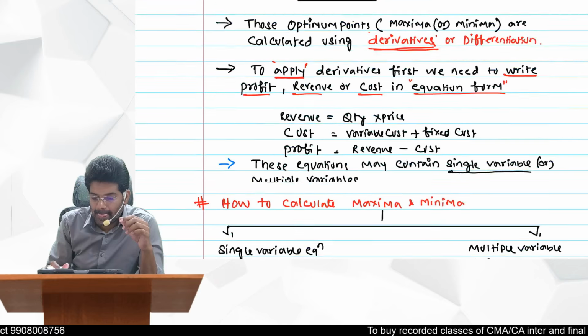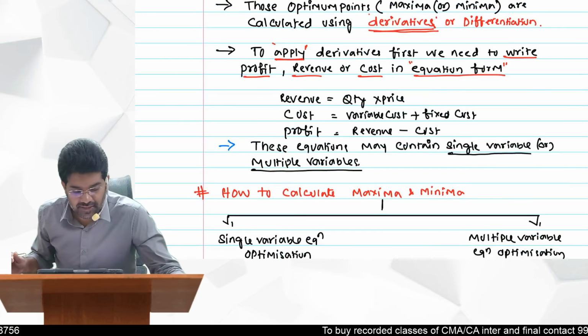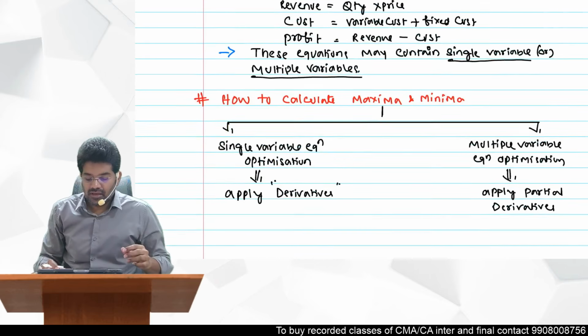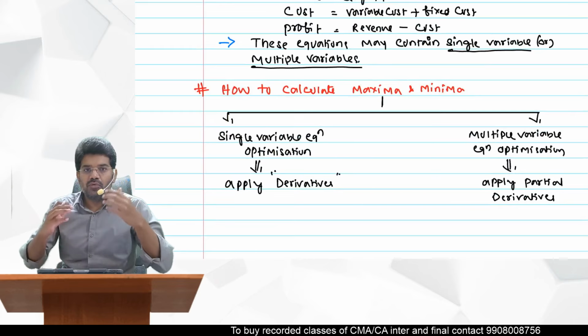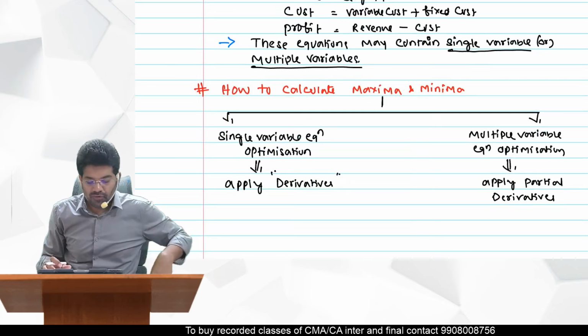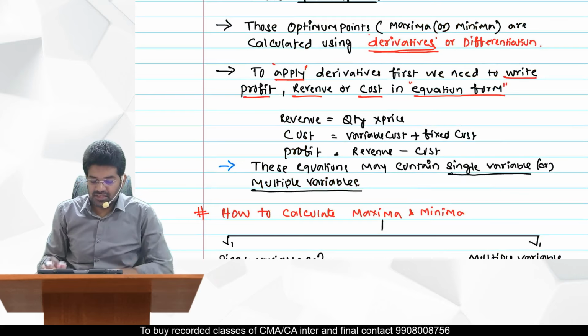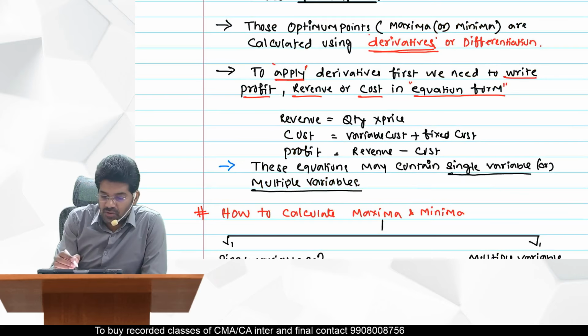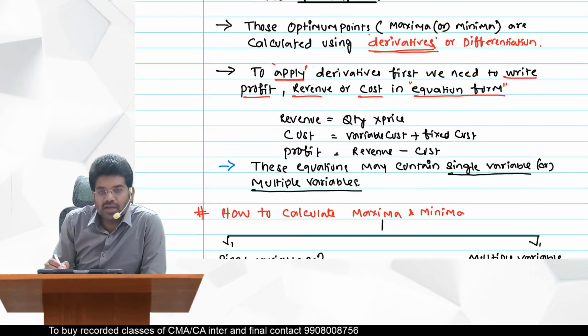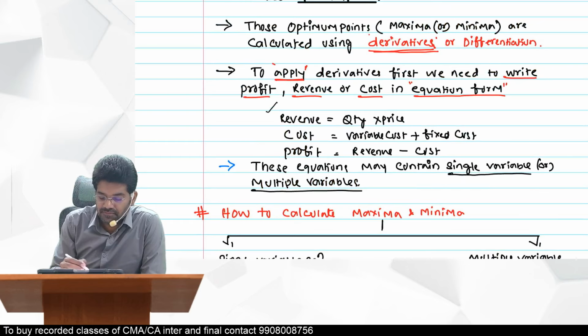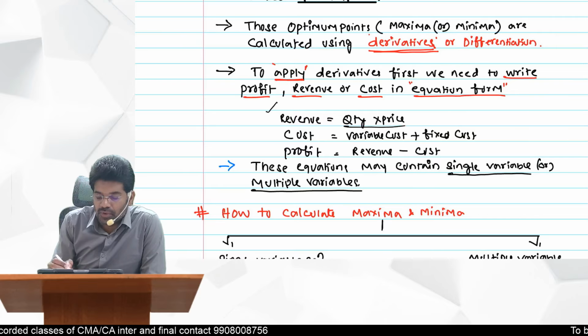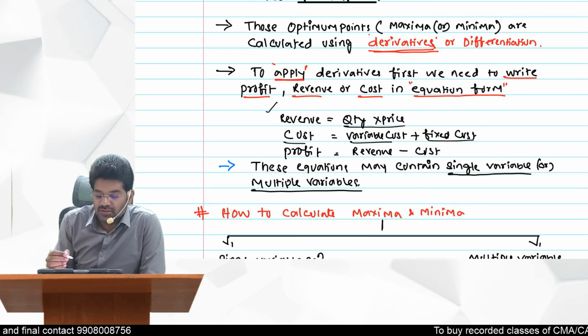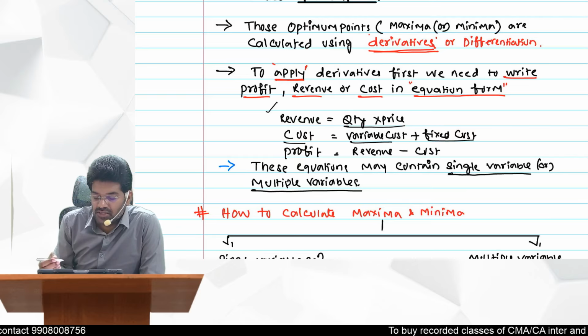Now the next thing is here, when you want to calculate the profit, how do you calculate profit here? Yes, I have given profit is equal to revenue minus cost. How do you get revenue? Quantity into price is your revenue. And how do you get cost? Variable cost plus fixed cost. So profit is equal to revenue minus cost.